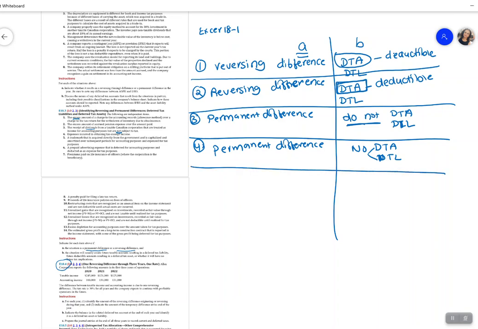So if you answer your question as a reversing difference, then you're going to have a deferred tax asset or a liability. Otherwise, you're not going to have a deferred tax asset or a liability.